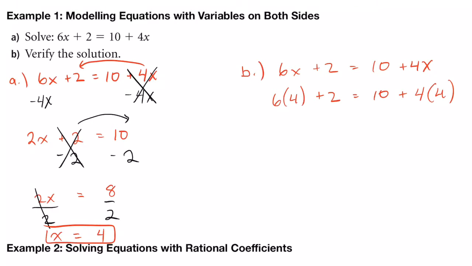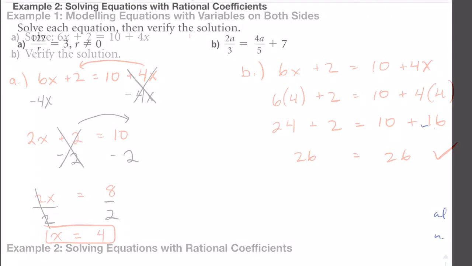And if this is the right answer, both sides should be the exact same number. So this is 24 plus 2 is equal to 10 plus 16. And what we get is 26 equals 26, which is true. So that means x equals 4 is the right answer.